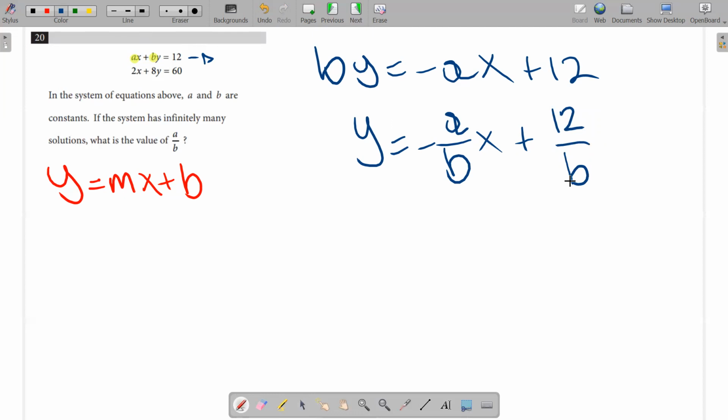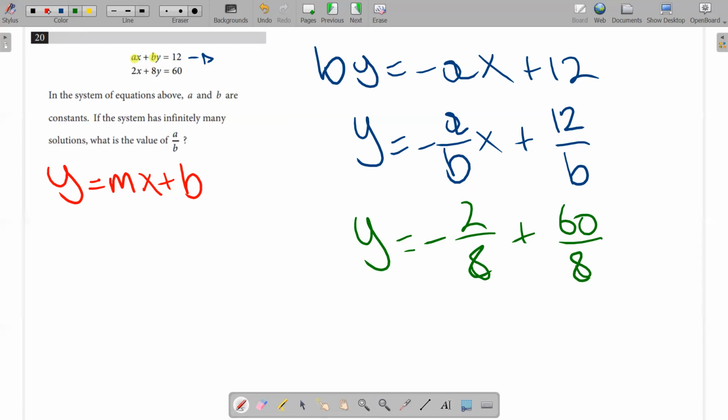At the moment, our focus is just on A over B, right? Then let's see what's going on in the one below. Because if I do the same work on the one below, I get y equal negative Q over 8 plus 60 over 8. Now, Q over 8 can be simplified to 1 over 4, but that's not the point. The point is that, as you can see, here we found A over B.